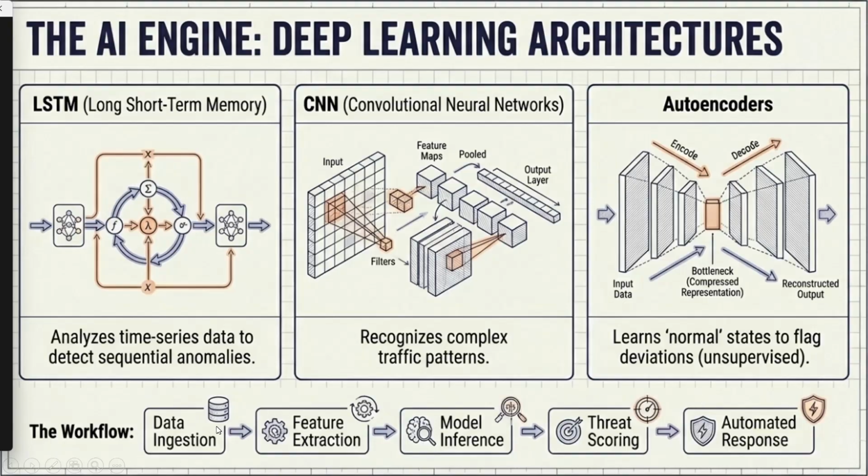Coming to the workflow, let's understand this part. The workflow starts with data ingestion, where we are collecting the data, and then feature extraction, where we extract the features. Then the model: we feed the data, and the model predicts and gives the threat score, on a scale of 1 to 10. Usually in any industry we have a threat score. The higher the threat score, the higher the degree of risk, and we have to act swiftly.